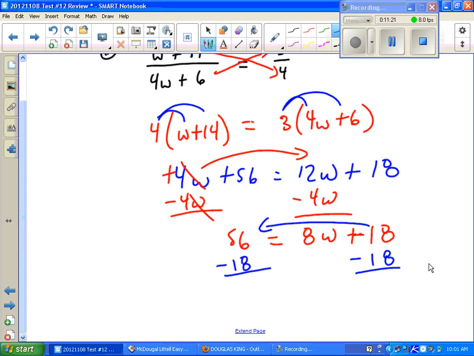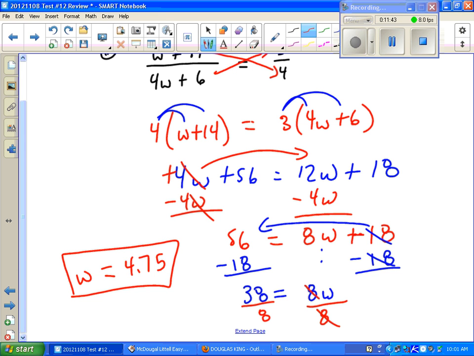56 minus 18 is 38 equals, we still have 8w over here because these will cancel each other out. Then to get rid of 8 times something or 8 times w, you divide by 8. If you divide by 8 on the right, you got to divide by 8 on the left. These will cancel and leave you with w equals 4.75 for w. That actually comes out to be a decimal term, number 11.